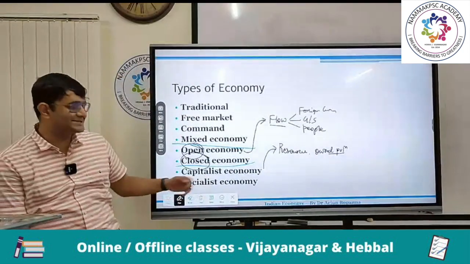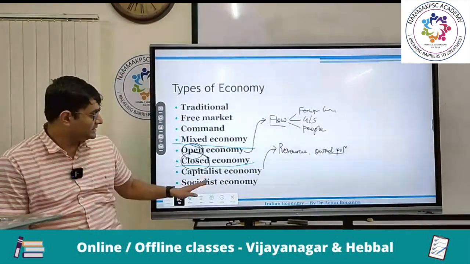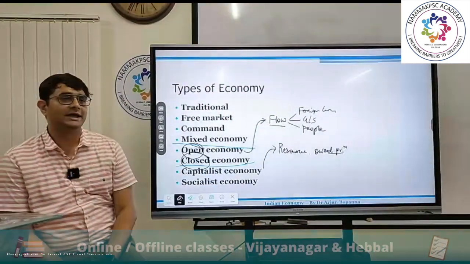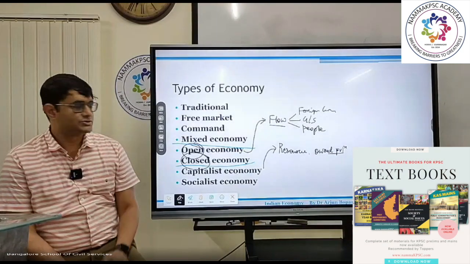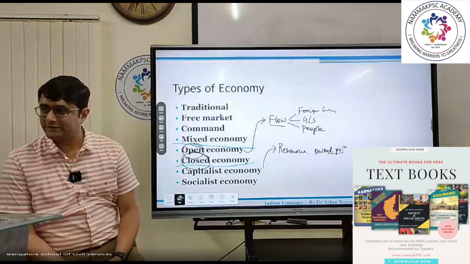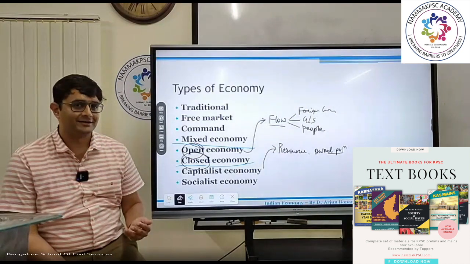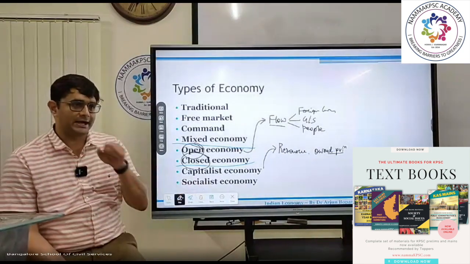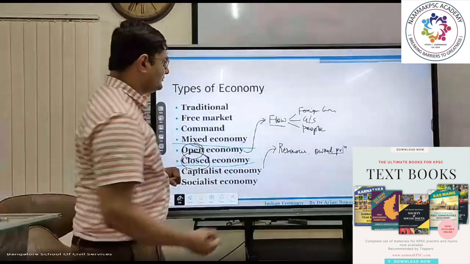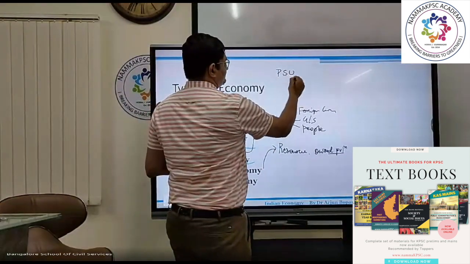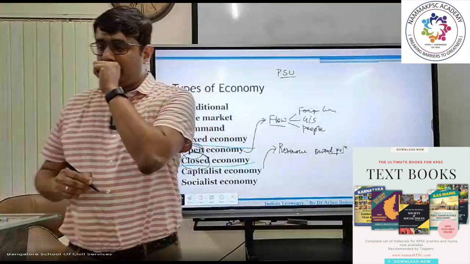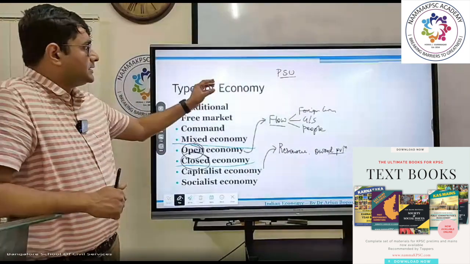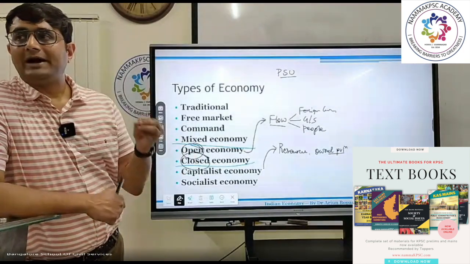So India is again a mixed economy here also. We are neither capitalist nor fully socialist. Ours again is a mixed economy. So we have socialist economic policies in order to promote welfare, to eliminate poverty, to create employment. We have socialist economy. See, for example, PSU, public sector units. These public sector units are owned by the government. Why are they owned by the government?